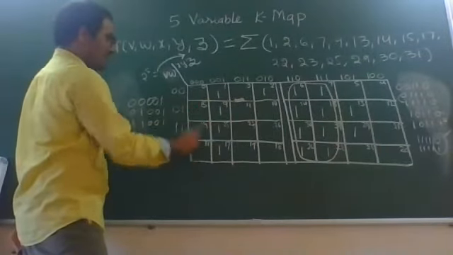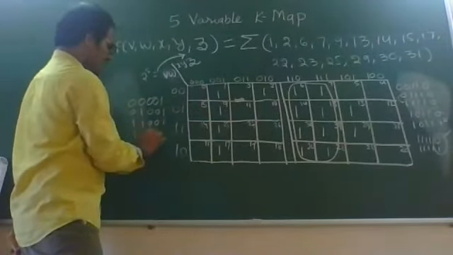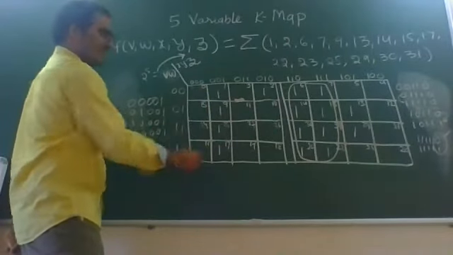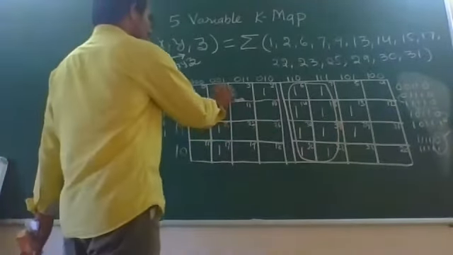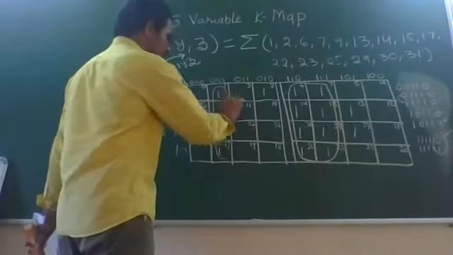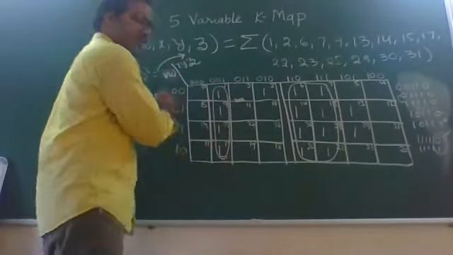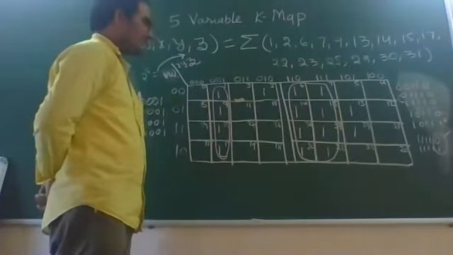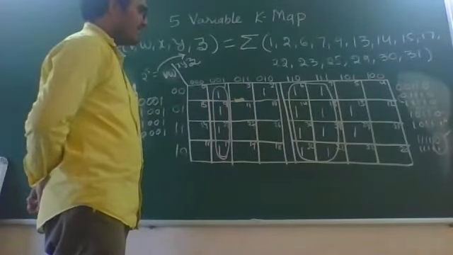17 is 1, 0, 0, 0, 1. Of course, 25 and 17 are also adjacent. So we can form here one quad as a subcube. And what else is left?